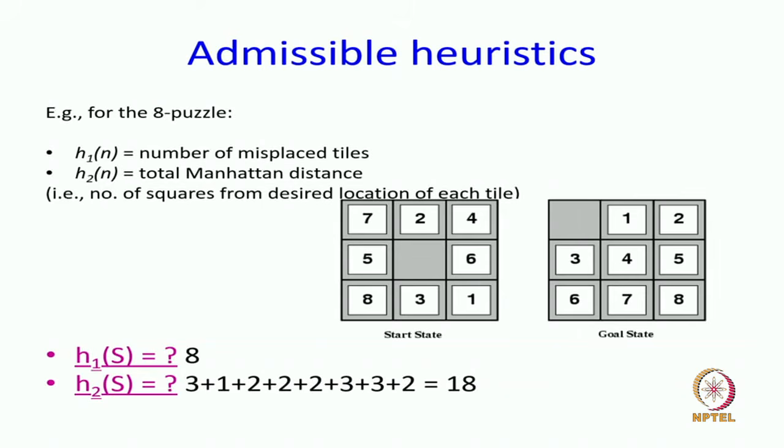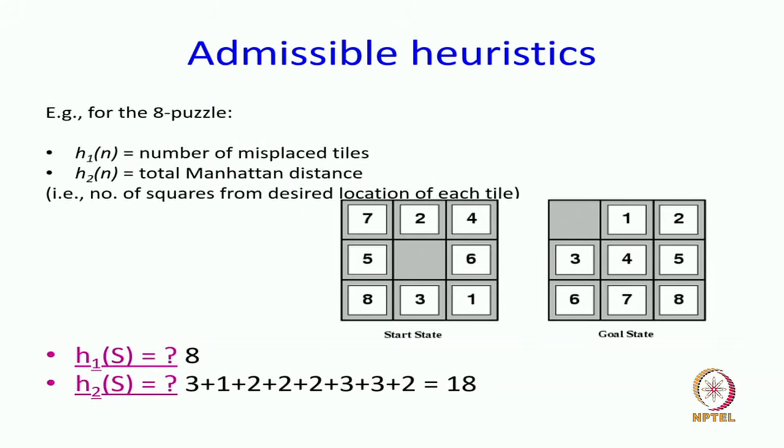Now, which of these 2 heuristics do you think is a better heuristic, H1 or H2? Why? Realistic is a good word, but let's be.